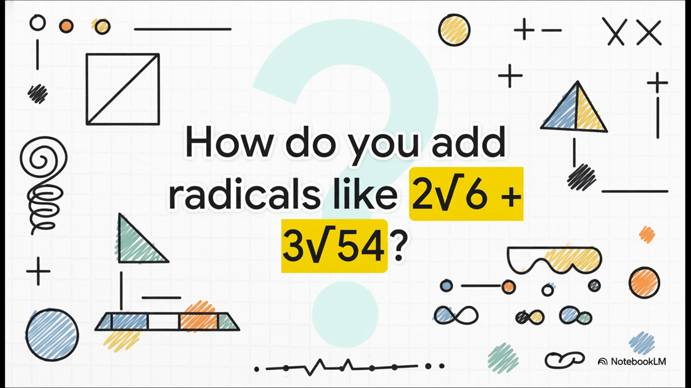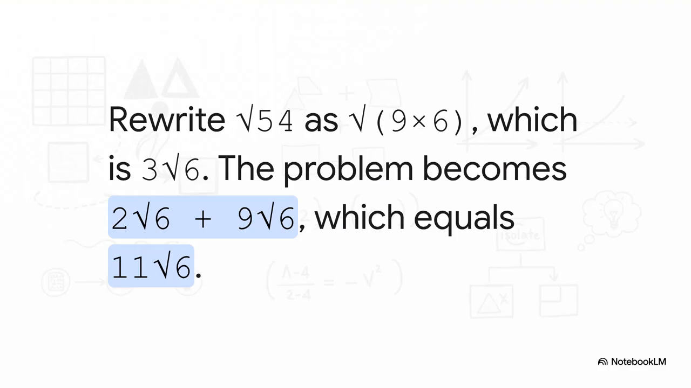You look at this and you think, can I just add the 6 and the 54? And the answer is no. It's like trying to add apples and oranges. Right now, the square root of 6 and the square root of 54 are not like terms. So what do we do? The trick is to simplify first. We have to look inside that 54 and see if there are any perfect squares hiding in there. And yep, there is one, 9.